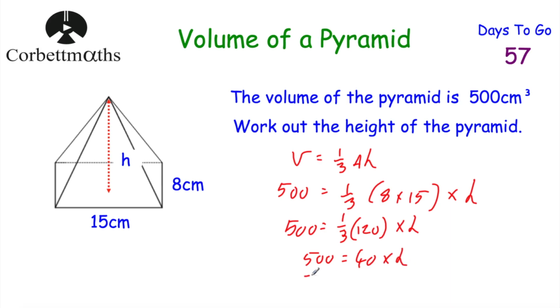Now you just need to divide by 40. So if we divide by 40, we'll find the height of the pyramid. We get that's equal to 12.5. So 12.5 equals the height, h. And that's it. So we solved that equation and found h, the height of the pyramid. So the height is equal to 12.5 centimeters.